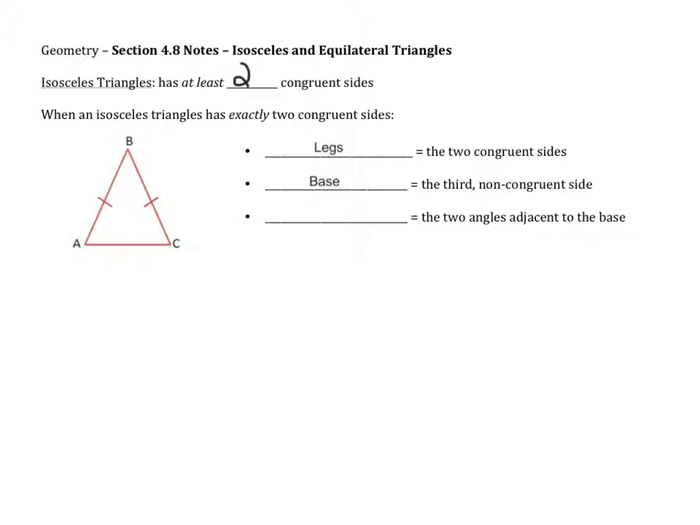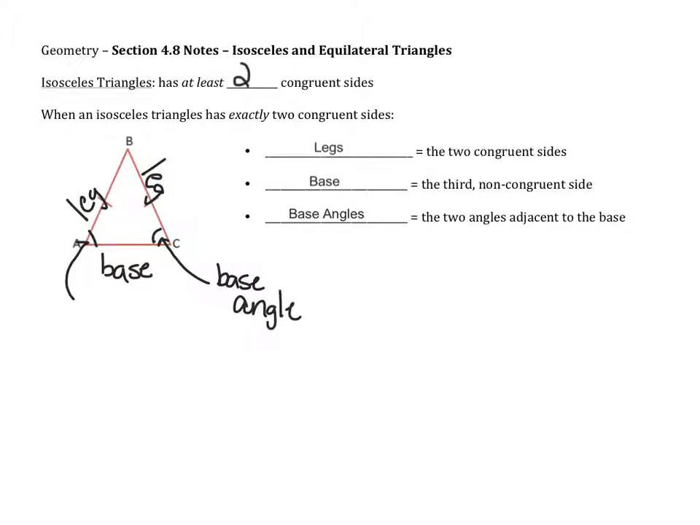And the two angles that are adjacent to the base, meaning the two angles that are touching the base, are called the base angles. So looking at our diagram, this would be a leg since it's one of the congruent sides. This is also a leg because it's one of the congruent sides. This is the base. And then these two angles are the base angles. So this is a base angle. And this is a base angle. I would write this down in your notes with the diagram and how you can identify all the different types: the legs, the base, and the base angles.